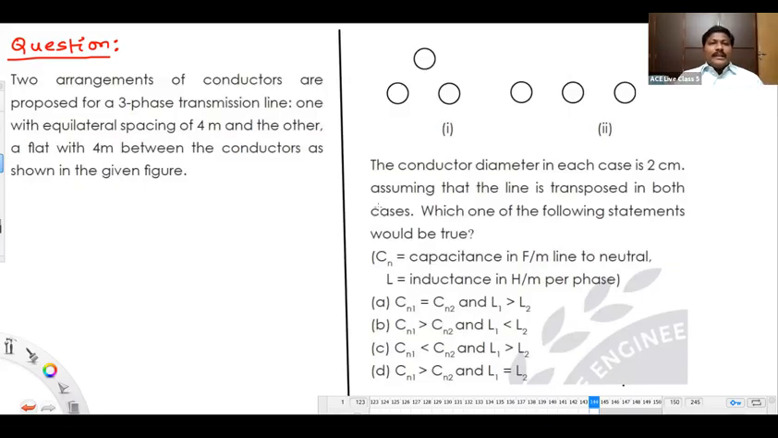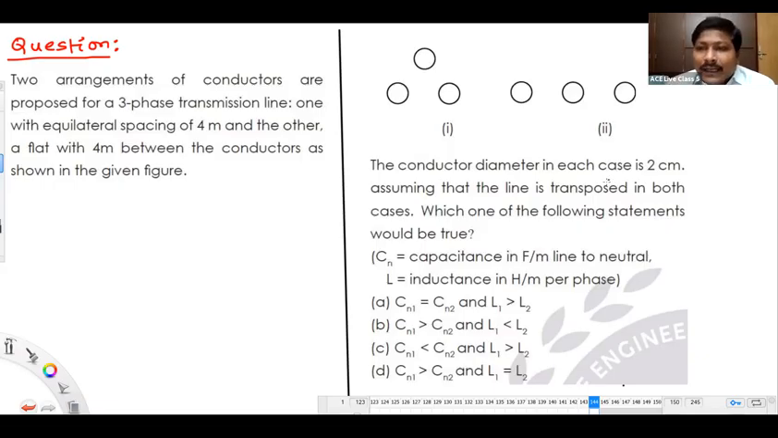See this. Two arrangements of conductors are proposed for a three-phase transmission line. One with equilateral spacing of 4 meters between the conductors. And the other, a flat arrangement with 4 meters between the conductors, as shown in the figure. The conductor diameter in each case is 2 centimeters.